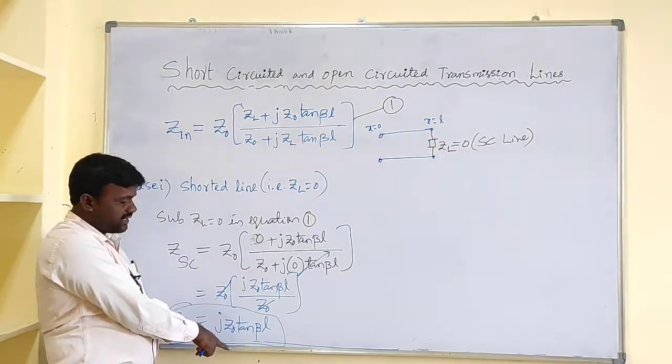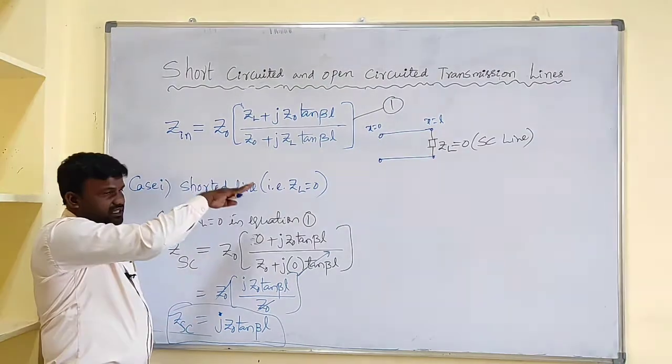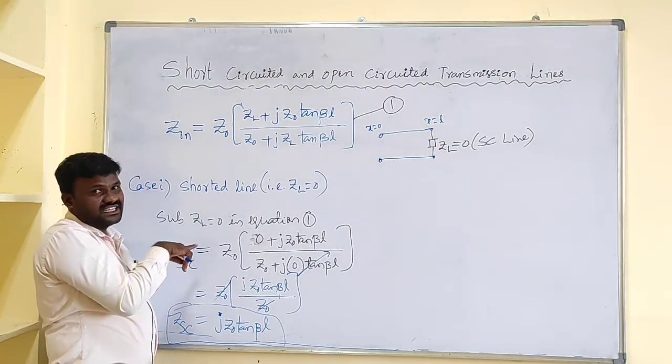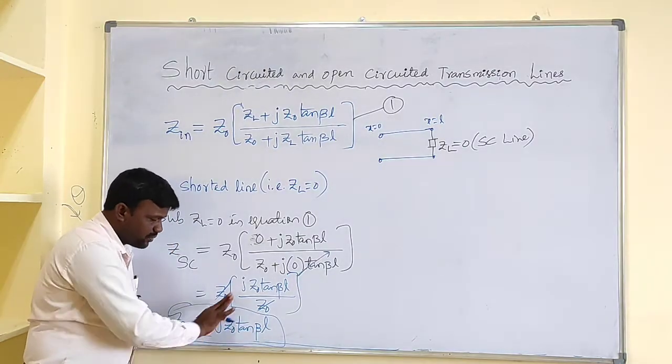For the short circuited case, we can say from this expression that it may be inductive or capacitive, which means it is purely reactive. If the line is terminated with a short circuit, the line impedance is purely inductive or capacitive, purely reactive.